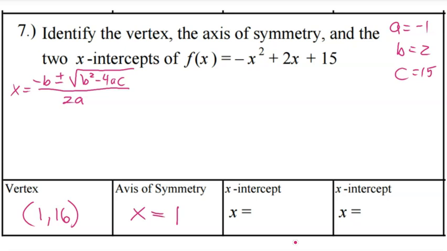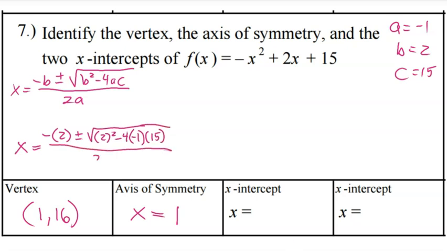Okay? So let's do x is equal to negative b, and b is 2. So it's going to be negative 2, plus or minus the square root of b squared, so that's 2 squared, minus 4 times a is negative 1, times c is 15, all over 2a, and a is negative 1. All right, so let's clean this up.